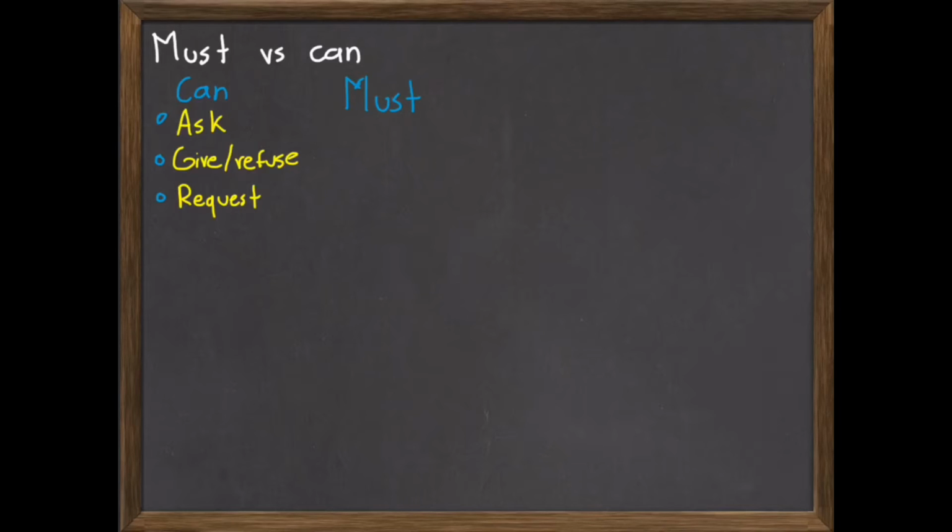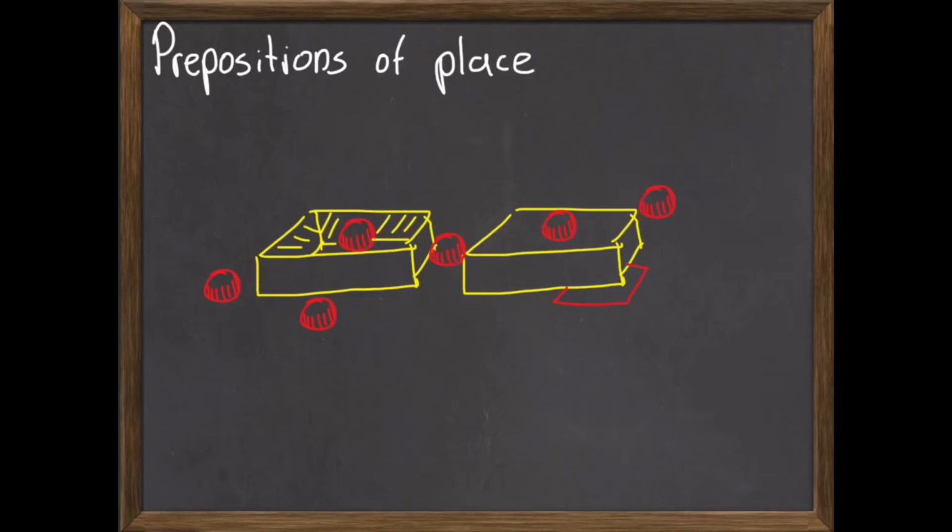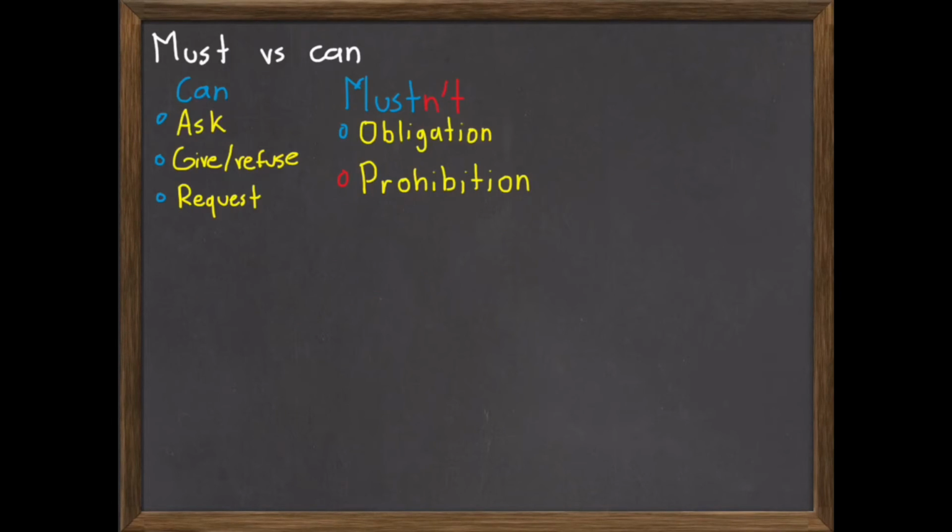Now, in the case of must, we use must to express obligation. For example, I must do my homework. It's an obligation. We use mustn't, the negative form of this verb, to express prohibition. You mustn't touch the paintings. So, mustn't represents prohibition. Now, that was pretty much the explanation for the verb can and the verb must, and the differences between these two verbs. I already mentioned some examples orally. If you would like to look at more examples, you can ask your teacher about it.